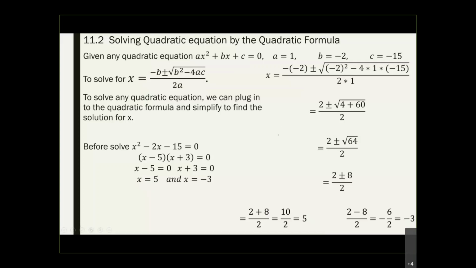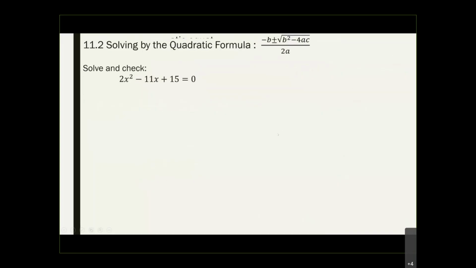Let's take a look at another problem. Last time, if you remember, in 6.6, they asked you to solve this. Before, we had to solve it by factoring, and to factor we had to use the AC method. This is a review from last time too. If you do the AC method, we have to take the 2 times the 15 to give me 30.